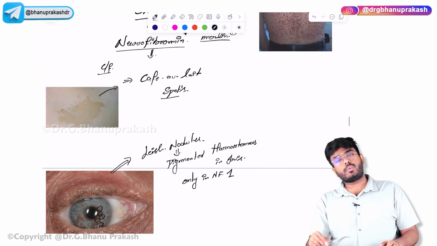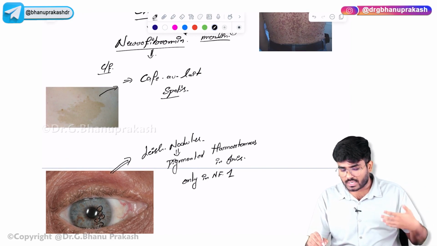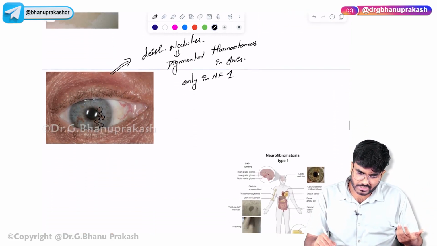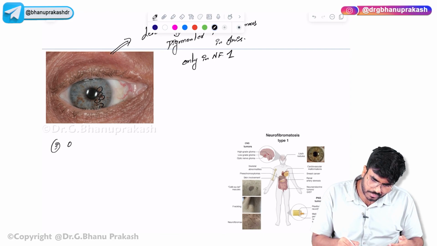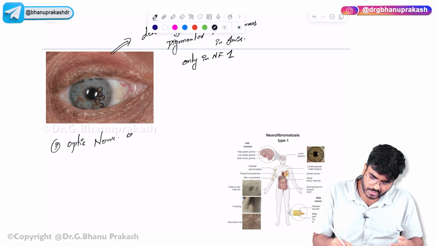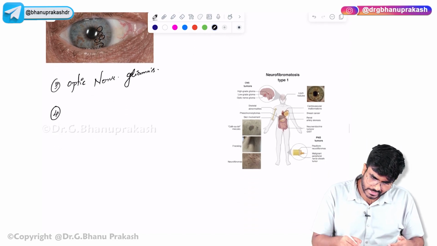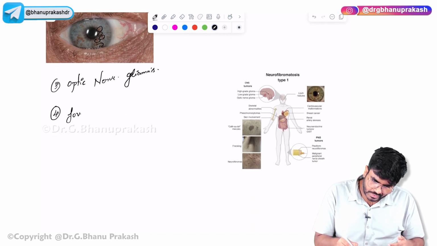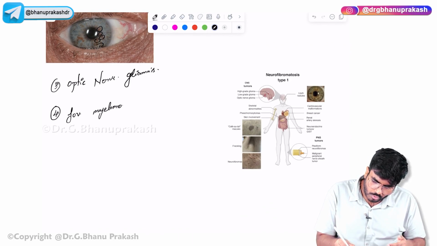Apart from that, in neurofibromatosis type 1, the patient has café au lait spots, Lisch nodules. The third thing which is seen is called optic nerve gliomas. Optic nerve is going to be affected. Next, these patients are at a risk of getting a cancer called juvenile myelomonocytic leukemia.